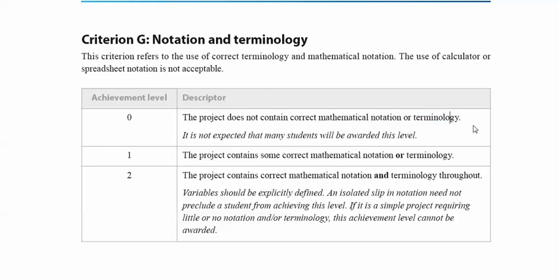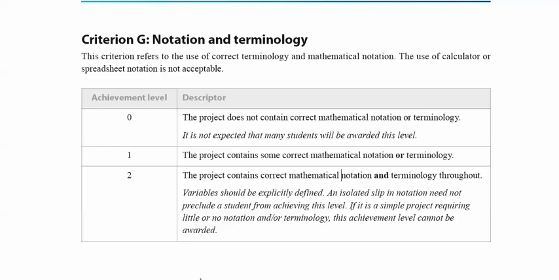So for example, if you do a scatter diagram, saying things like moderate positive correlation, strong positive correlation, things like that. I can't think of anything else. You know, just using the correct word, okay? Correct terminology to describe things.